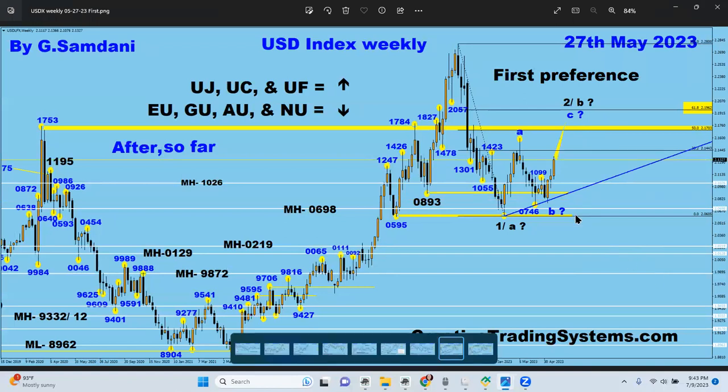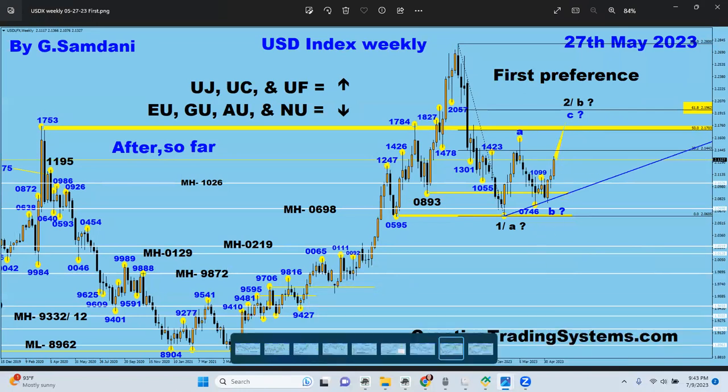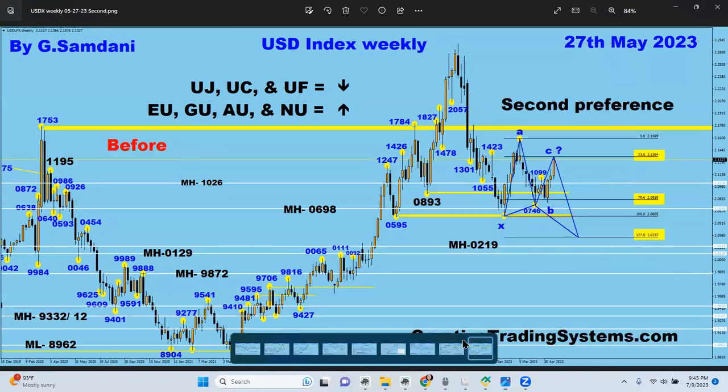But at the same time, I was thinking for some reason that it might just drop from here based on another study. So it is like an XABC. If we're going to stop here at the 23% line, then we can come down here for D. I forgot to type D here. At 127, that would be a butterfly pattern, and that would be my second preference.